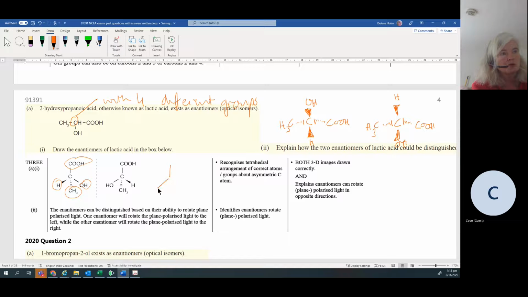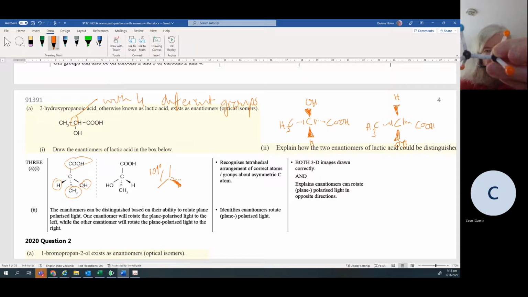Otherwise, you've got to do pretty much a 109 degree angle there, and ideally it should be a wedge coming out and then the dotted going back. So if I show it over here, can you see this is the 109 angle over here? This orange one is going back away from you. So you can see the green one nearly overlaps the one going to the back.